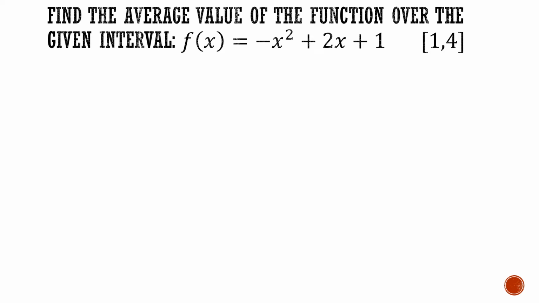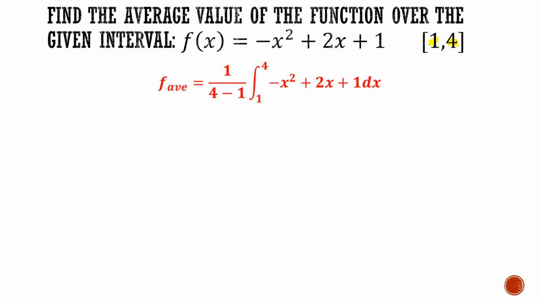All right, so first example, we want to find the average value of the function over the given interval. So we have the function f of x equals negative x squared plus 2x plus 1, and we're doing that over the interval from 1 to 4. And so this is just a matter of plugging into your function. And so we have our f average, or our f ave, of 1 over b minus a. So b is our 4, and a is our 1, so we do 4 minus 1, and then the integral from 1 to 4, or a to b, of the function.